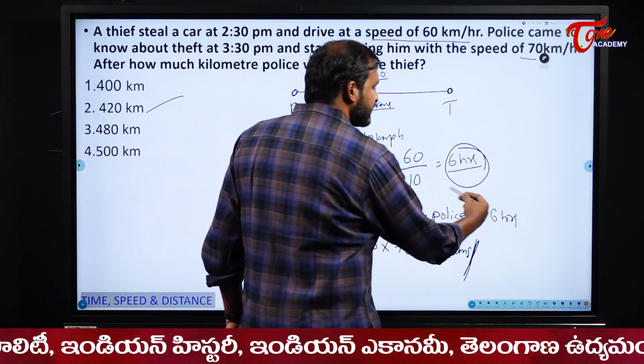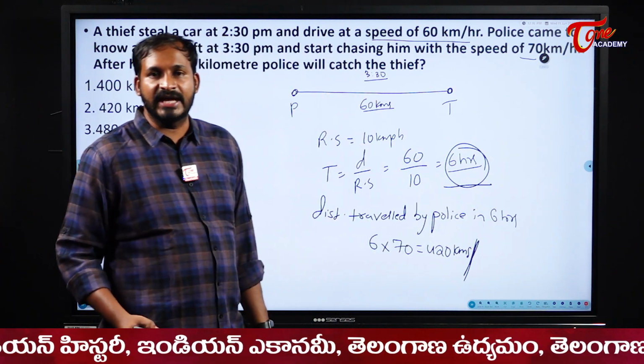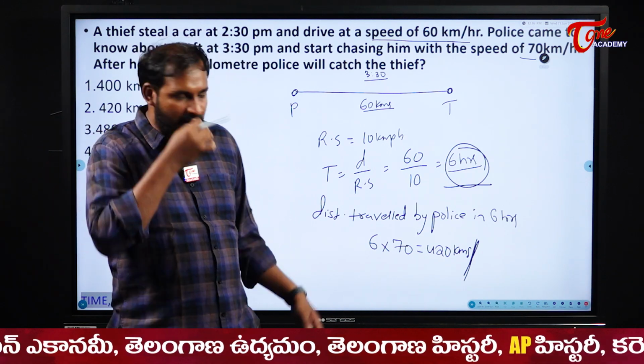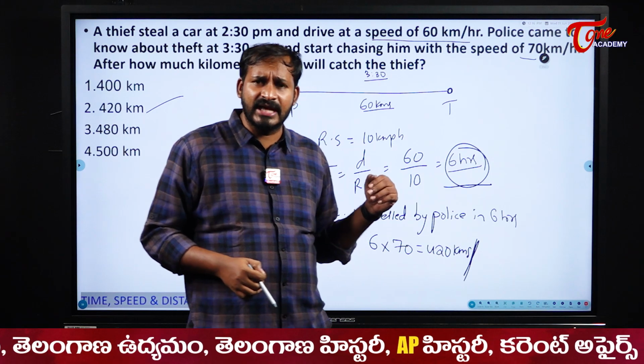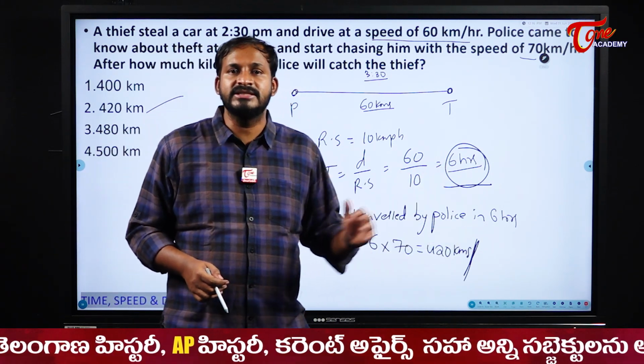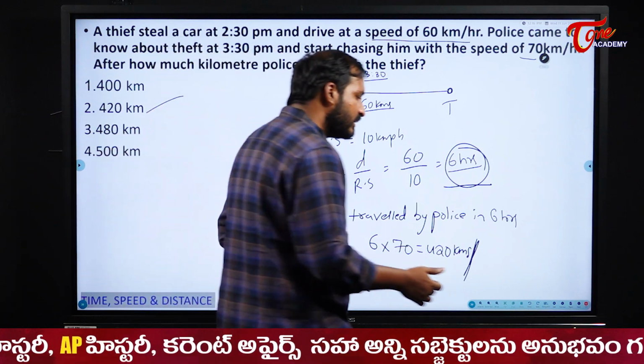But they are not asking us after what time the police will catch the thief. They are asking what distance the police will travel to catch the thief. After 6 hours, the police will catch the thief. But the distance covered will become what? 6 into 70, which is 420. Okay. Next one.